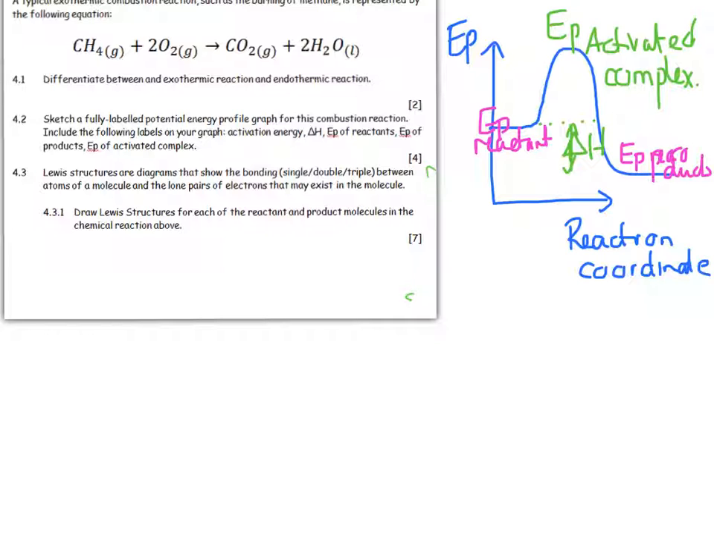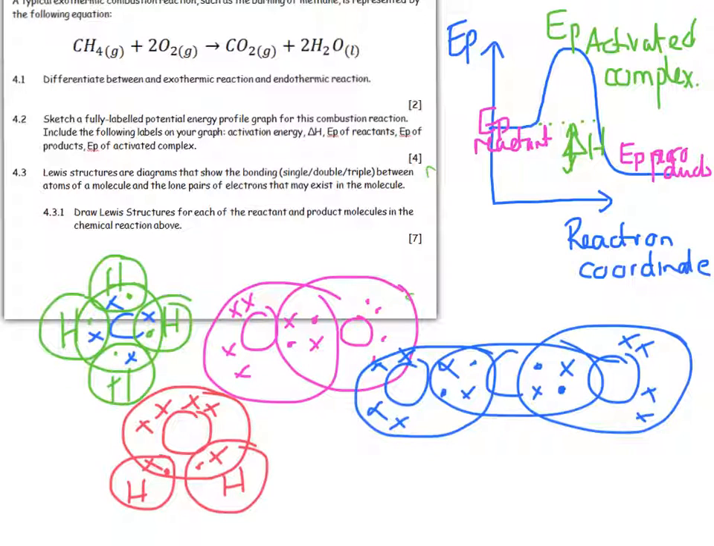Lewis structures are diagrams that show bonding between atoms of a molecule and the lone pairs of electrons that may exist in a molecule. Draw a Lewis structure for each of the reactant and product molecules in the chemical equation above. So that's 4 different molecules that need to be drawn out. By this stage of your life, you should know that methane is a tetrahedral molecule. The carbon brings 4 electrons. They share 1 electron with each hydrogen, and the 4 hydrogens bond covalently.